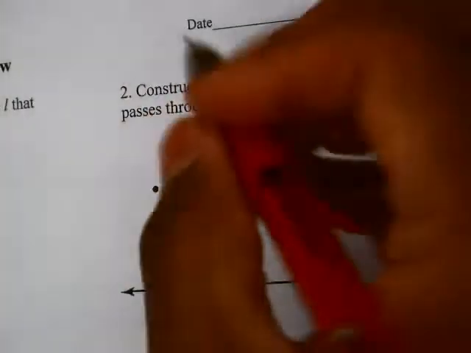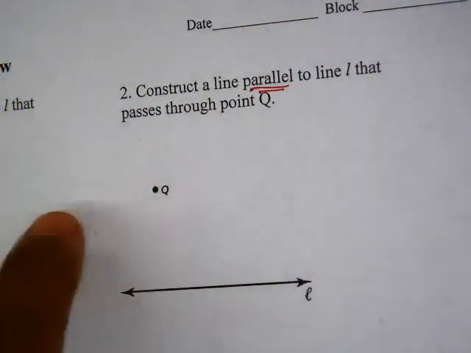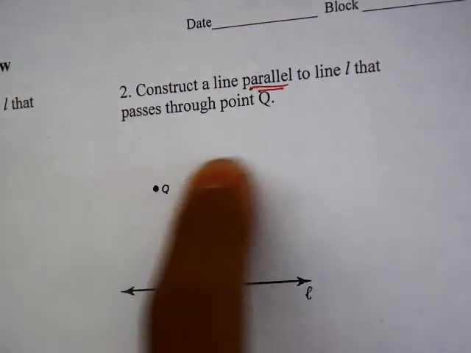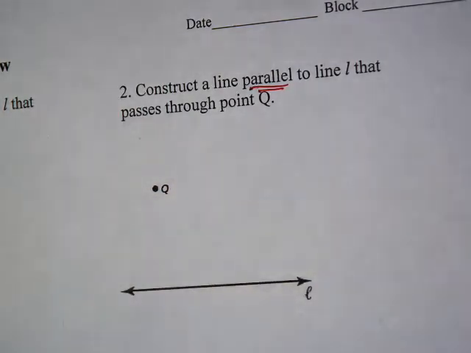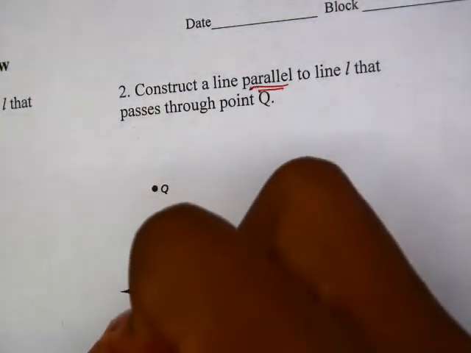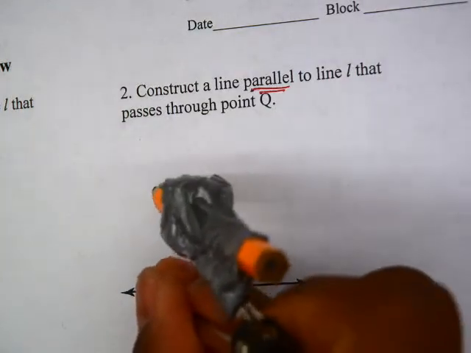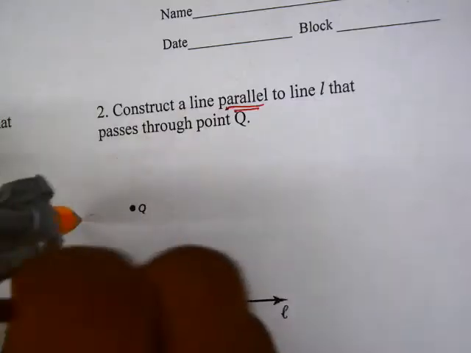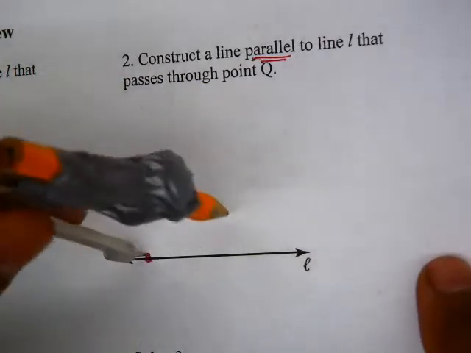Number 2, we're supposed to construct a parallel line. So a parallel line goes in the same direction but never touches. So in effect, I want a line that goes through Q, and I want a line that looks like this. So to construct that, we start with any point we want on the line. So I'll pick a spot right there. I open up my compass to Q, and I make an arc that goes through Q and it goes through the line.